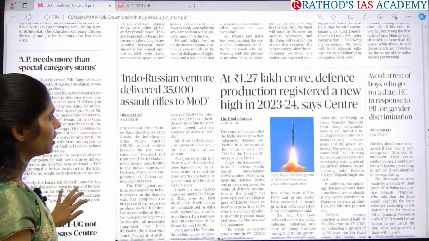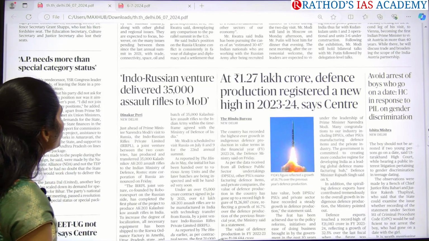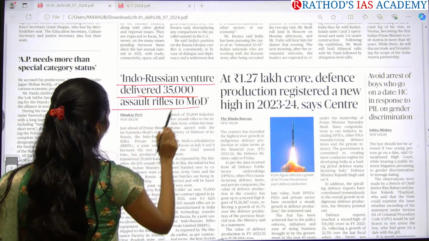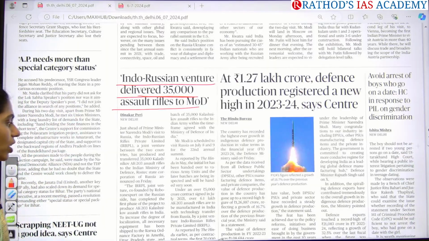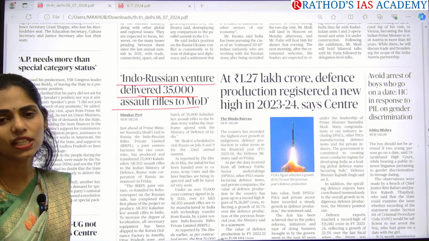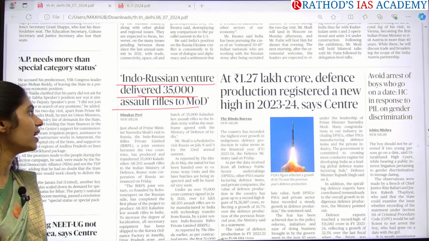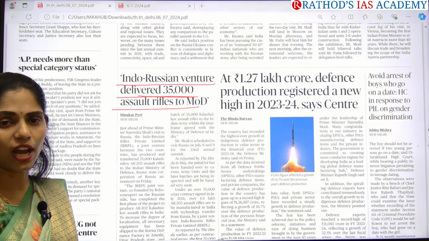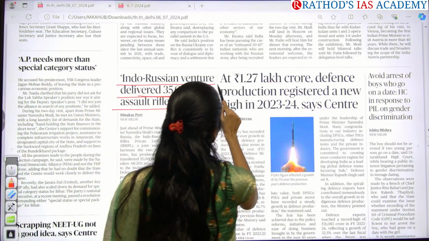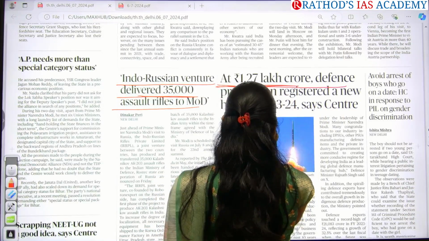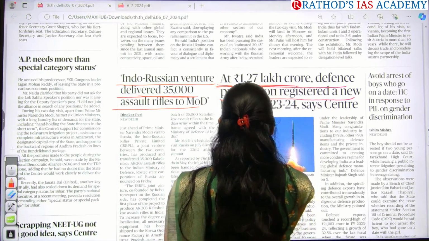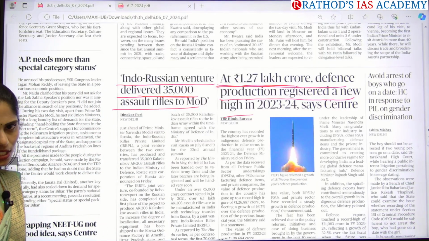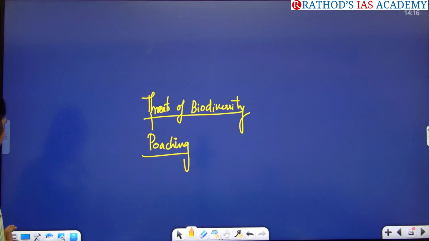If you see here, there are two very important articles. The first one is: Indo-Russian venture delivered 35,000 assault rifles to the Ministry of Defence. Here you have to see what the deal between India and Russia is regarding these assault rifles, and what these assault rifles are used for, everything that you have to know. The next topic is: at 1.27 lakh crore, defence production registered a new high in 2023-24, says Centre. This article is very important. Now let us see this article in detail.